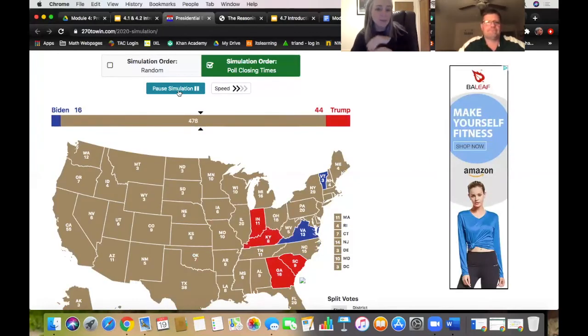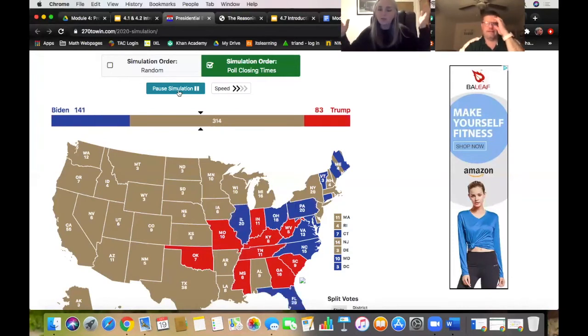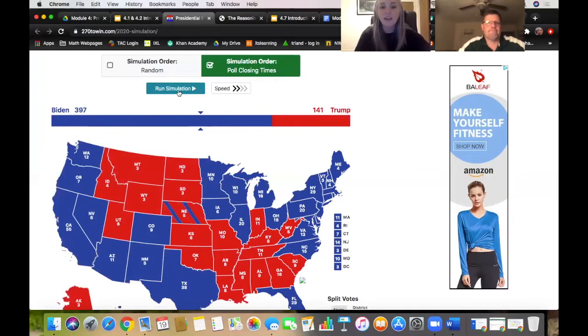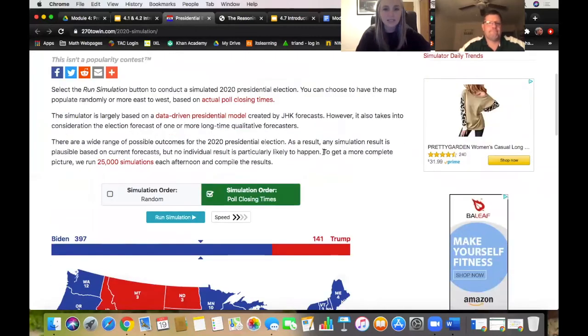So, guys, what happens here is they don't run this once and say, okay, and then tell the world, looks like Biden, based on this one simulation. They're going to run this over and over and over again. And in fact, they tell you, to get a more complete picture, we run 25,000 simulations each afternoon and then compile the results. And that's the information that's given out.